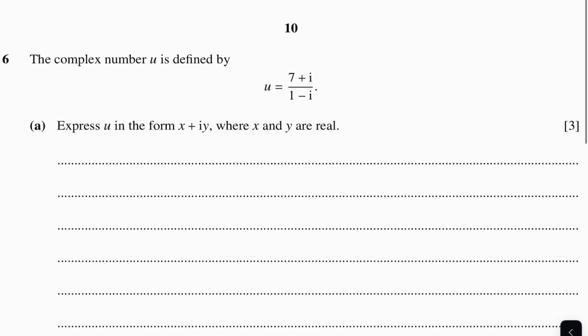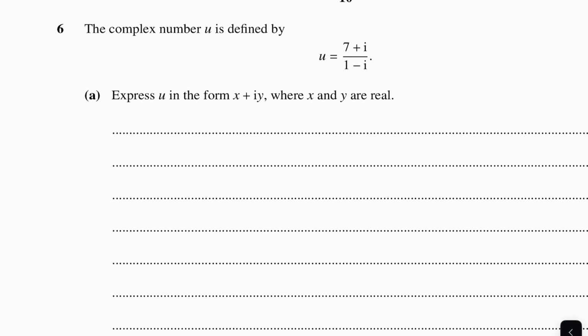Now for part 6, it says that the complex number u is defined by this, and express u in the form x plus iy where x and y are real. So we have been given this, and the same standard procedure is going to be used here, and we are supposed to multiply this fraction by the conjugate of the denominator.